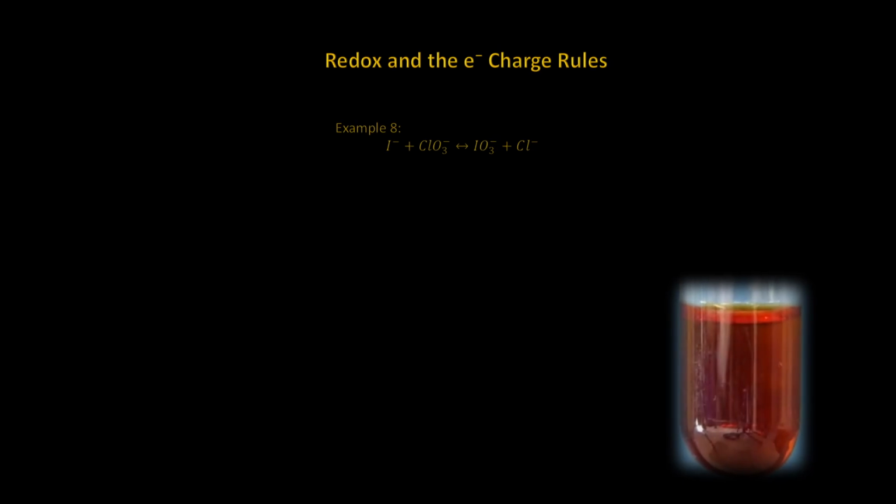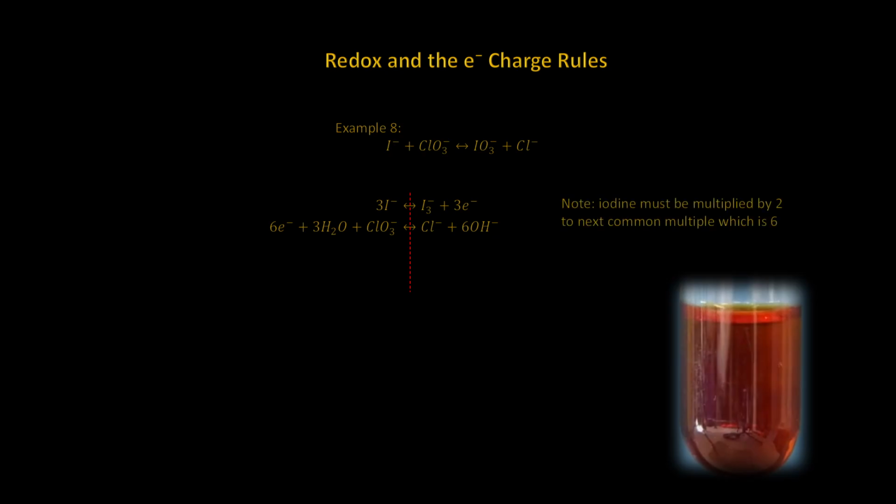There are times that redox reactions become complex. The example of a dissociation reaction will not have equal charges. The number of iodine atoms will need to be increased for a balanced equation, as we have 3 iodine atoms in the product side. The chlorate dissociates and 6 electrons are used for oxidation. Note that the iodine must be multiplied by 2 to the next common multiple, which is 6. Therefore, the equation can be rewritten as shown, as well as the final balanced equation.